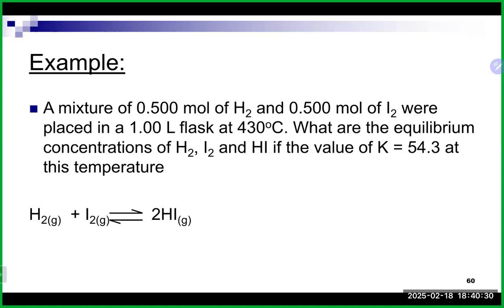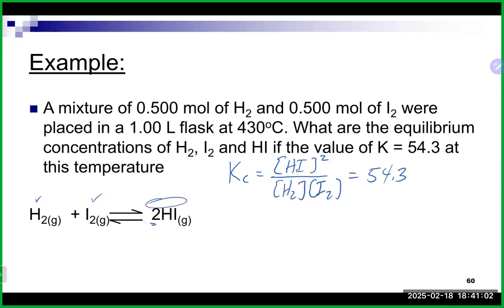So obviously here we can start with our equilibrium expression. Once again, we're going to do our products over reactants. So HI, and again we do need to square it because of the coefficient, divided by the concentration of H2 and the I2 concentration, equals 54.3. In this case, we were given moles and liters, which means we can get to molarity of H2 and I2.